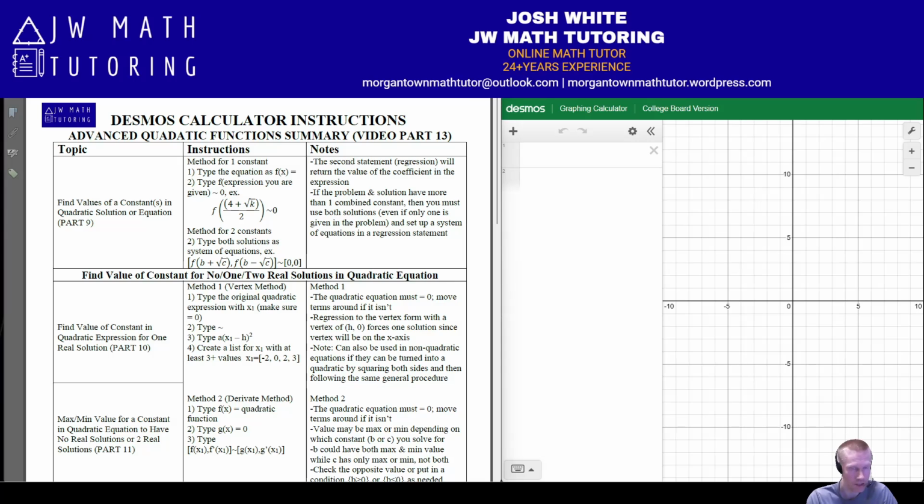Second, under each topic, it shows which part of the guide this was already covered in detail. Most of this will be review, so I'm not going to go through it as in-depth as I did in previous videos. So just keep that in mind. If you want to see more detailed examples, go check out the specific part of the Desmos guide that you see underneath the topic.